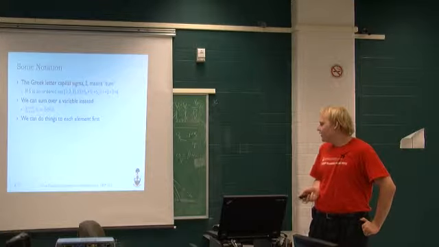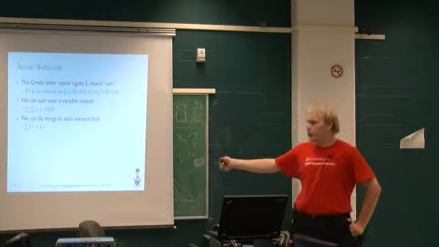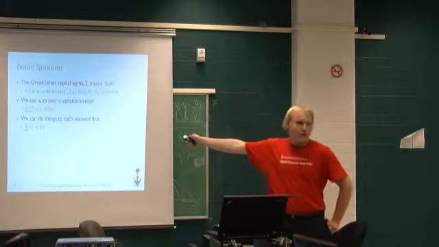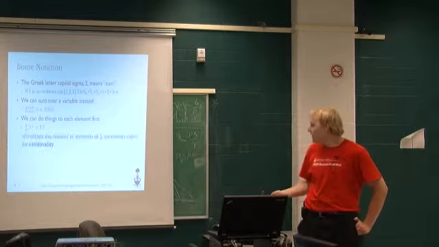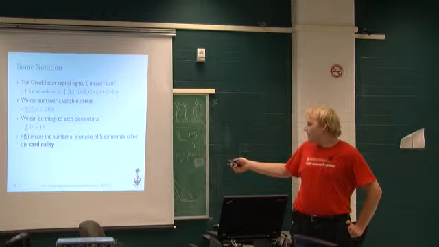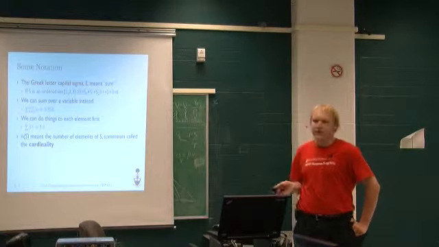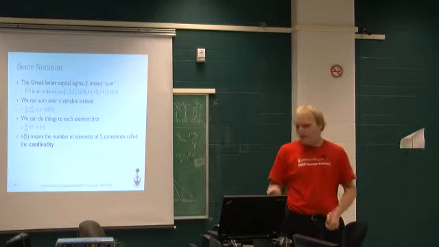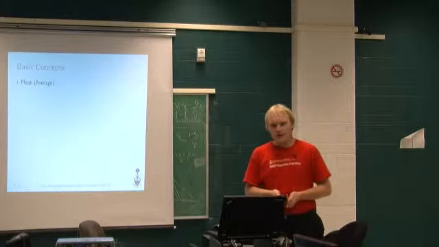We can do things to each element first, such as we can square it. So if we square 1, then add it to the square of 2 and the square of 3, we get 14. And finally, one last piece of notation is that n of S means the number of elements in S, and that's sometimes called the cardinality. So for everyone on board? Great.